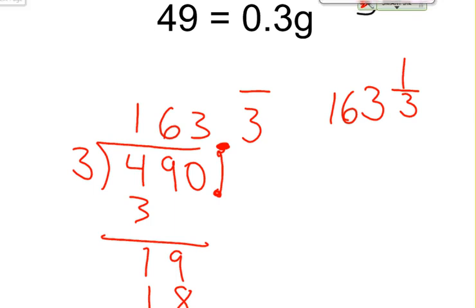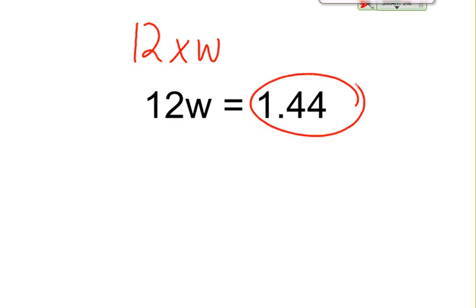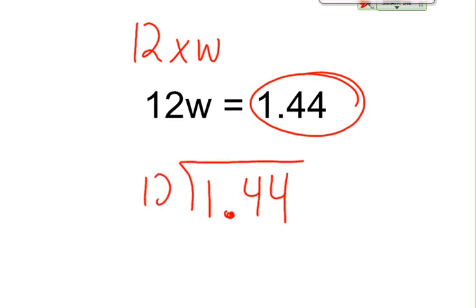Then continuing on from here, we have one more sample problem that we want to go through. And so it's 12w equals 1.44. Once again, we realize that 12w really means 12 times w. And so we can solve this problem. And in the end, here's our product. And so we want to take our product and divide by a factor, which in this case is 12. Now this time we don't have to move the decimal, right? Because there's no decimal on the outside, so the decimal on the inside isn't going to move other than straight up. So we start by moving our decimal straight up.